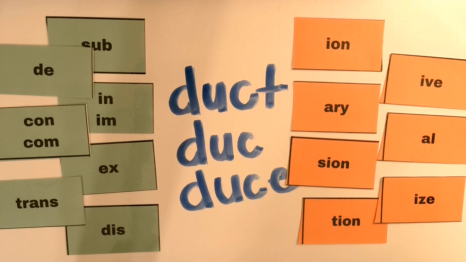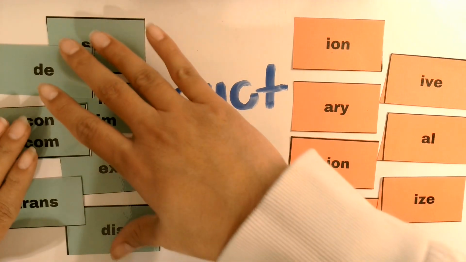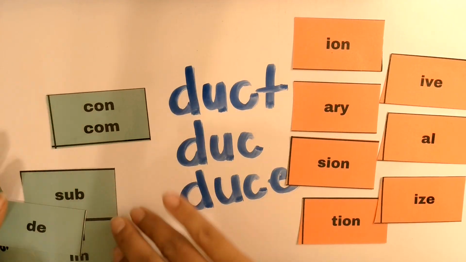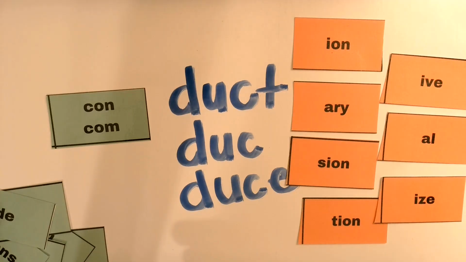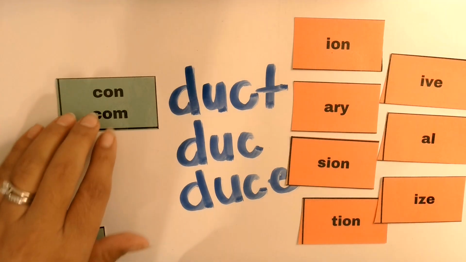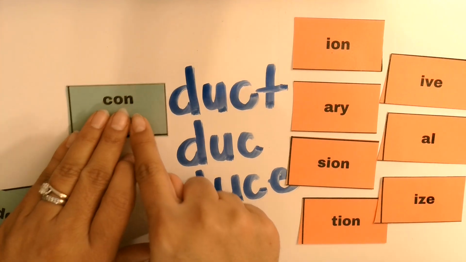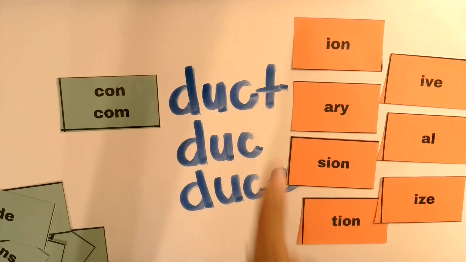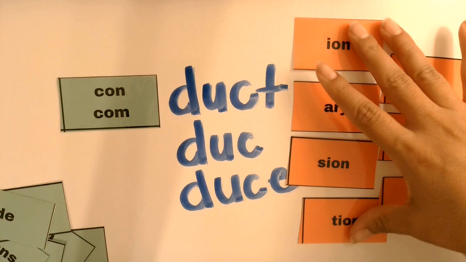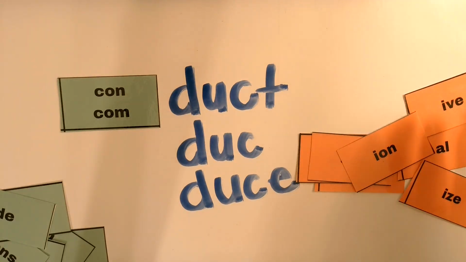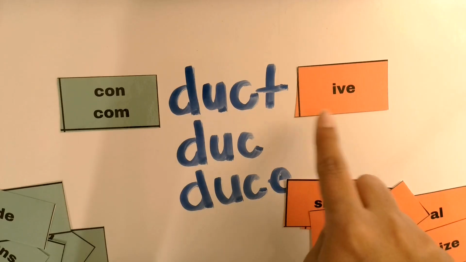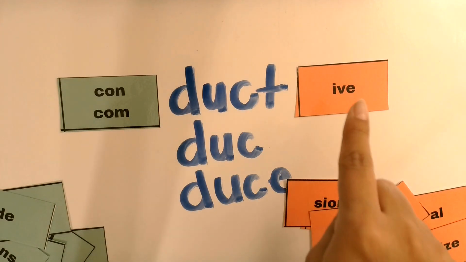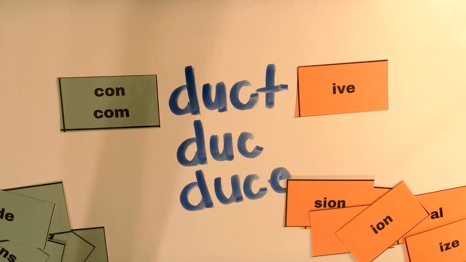I'm going to try and build a word. For example, I'm going to take this one. I'm going to try take that prefix, okay? Con or com. And I'm actually going to focus on the con. So conduct. Conduct. That's actually a word. But I want to go ahead and put a suffix in it as well. So I'm going to take this. Conductive. I have conductive. I've created a new word. Now, I have conductive, okay?